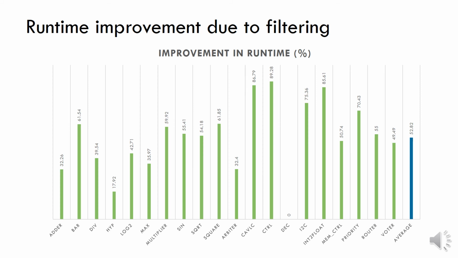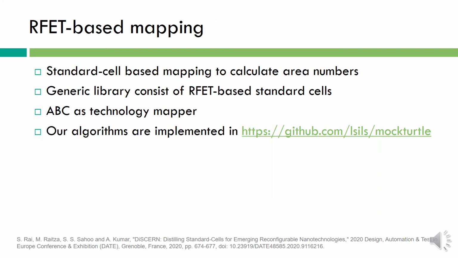So we can see that due to filtering, due to a 3-input XOR filtering, we get an average improvement of around 52% across all the benchmarks of EPFL, right? Now, the second set of benchmarks, which is the main part of our work, was RFET-based mapping.